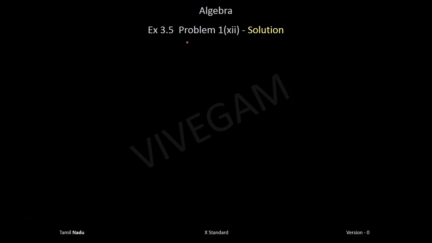Exercise 3.5, problem 1, division 12. Solution. Factorize the polynomial x cubed minus 5x squared minus 2x plus 24.